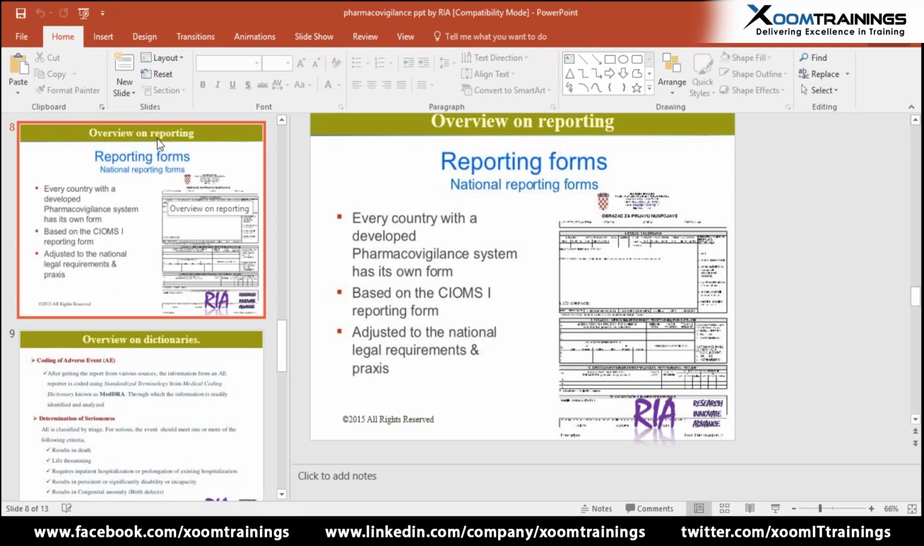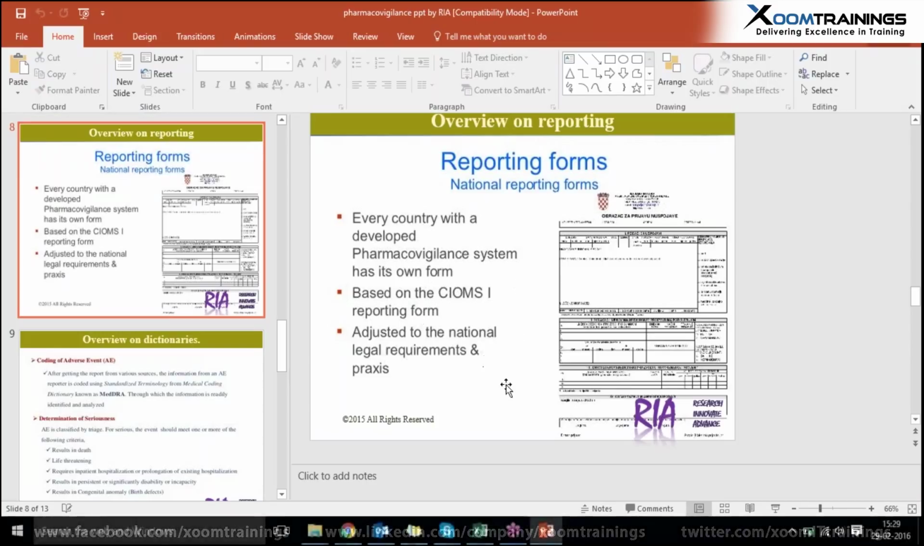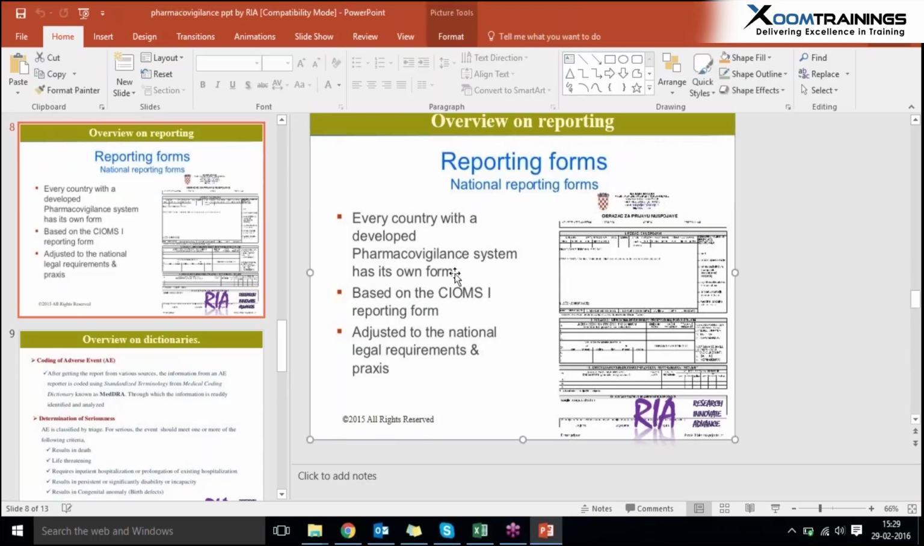Okay, so how are we going to do it? Every country will have one particular format. Earlier I said every country with a developed pharmacovigilance system has its own forms. India will have CDSCO. They will have some form to submit in that format. If you are going to submit to the Indian authorities, you have to submit in that form, based on the CIOMS reporting form.